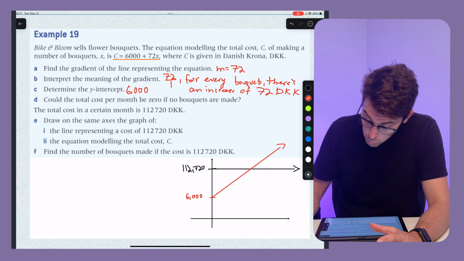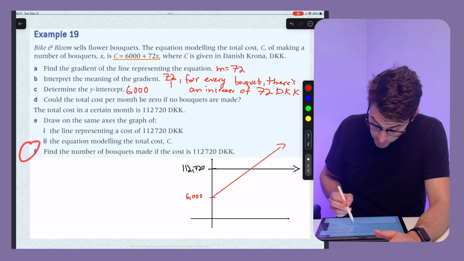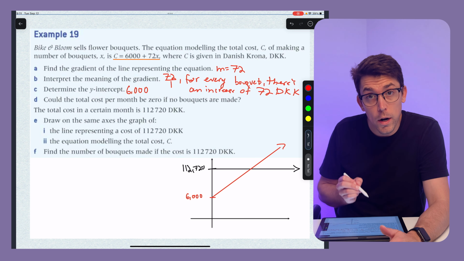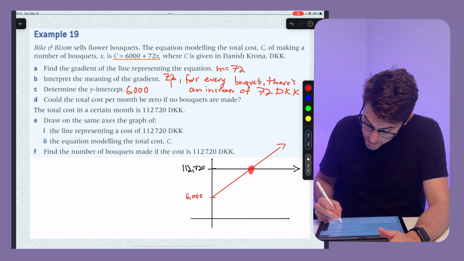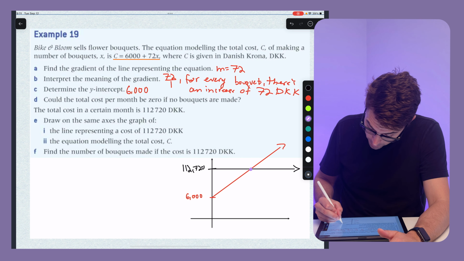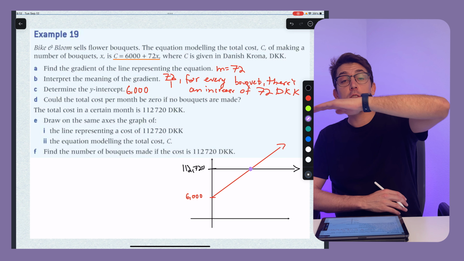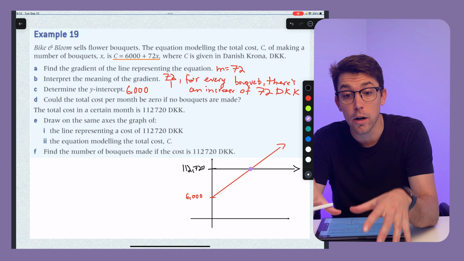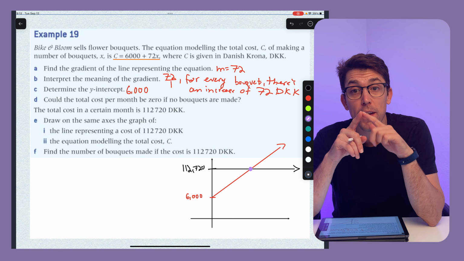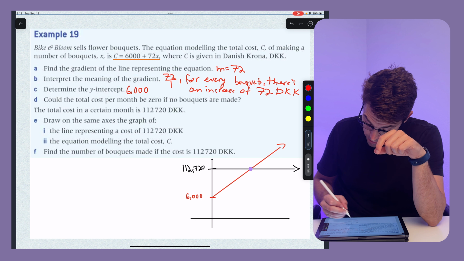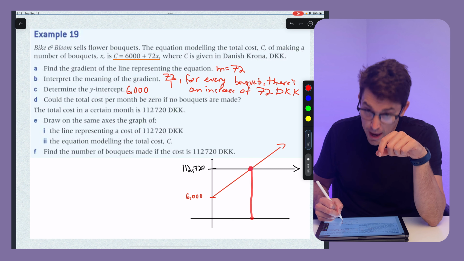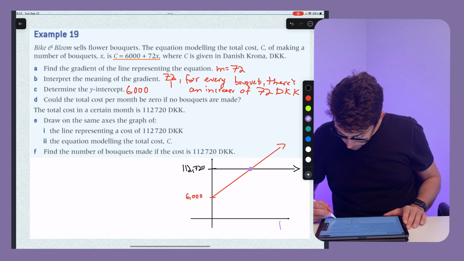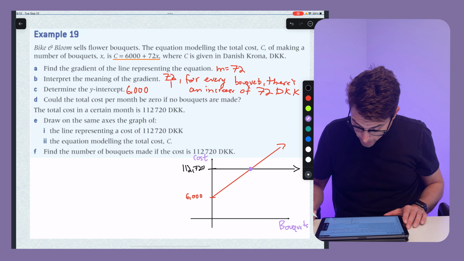But that's exactly what you're going to find. And what you want is to find the number of bouquets made if the cost is 112,720. So what you're asking for is, hey, what is this point of intersection right here? Because the reason why we drew that line is so we can find the point of intersection, whether algebraically by hand or in a graphing calculator. What is that actual number? That point of intersection is going to tell us when this cost function gives us the y-coordinate of 112,720, and what would be the number of those bouquets? So I would have the bouquets down here on my x, and I would have my cost up here on my y. So what is that?